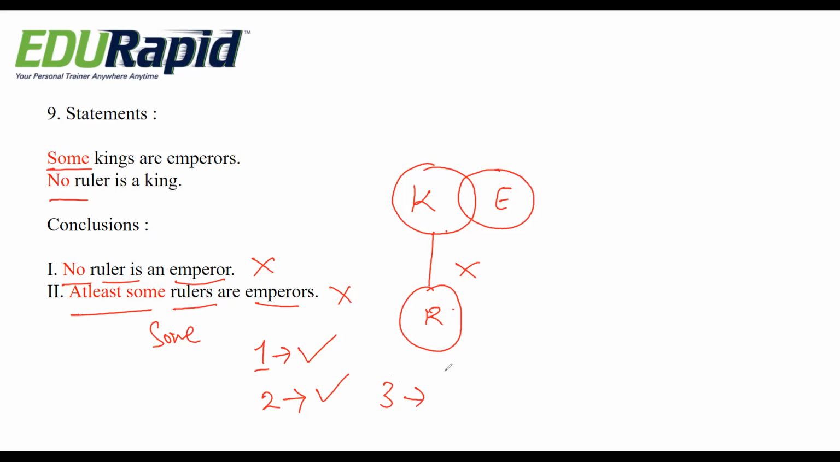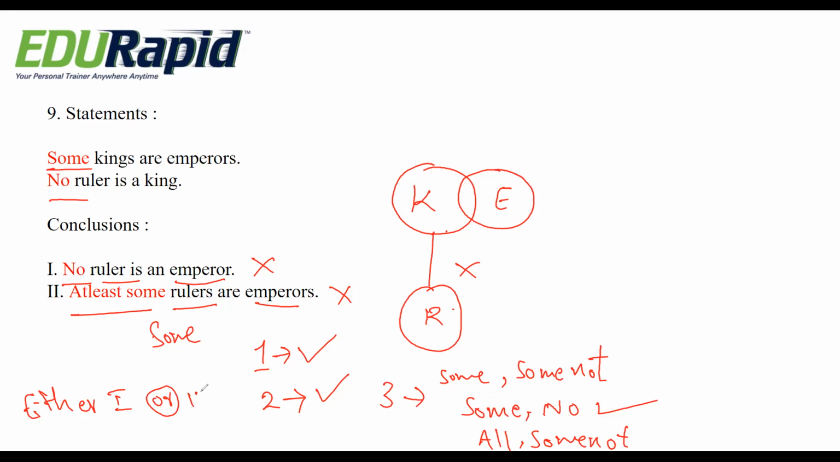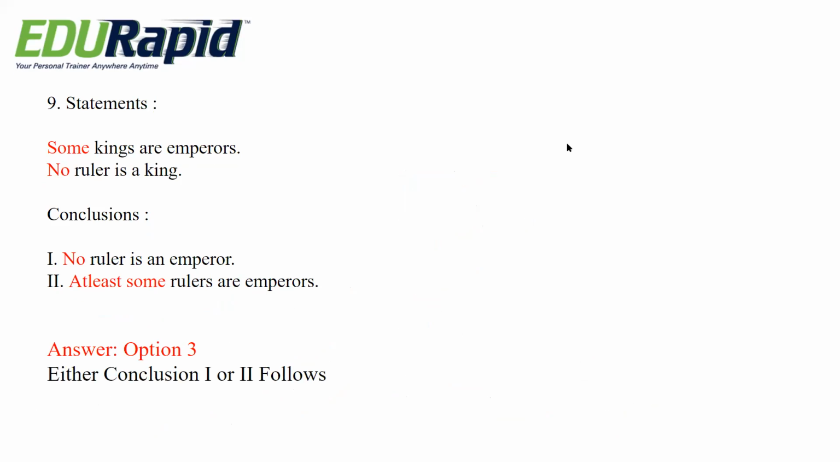Third condition: it should be a complementary pair of some-not, some-no, or all-some-not. It is in the form of some and no. Yes. In the exam, you need not write all of this; just by analyzing the statements, check whether it is either-or or not. From here, all three conditions are satisfied. So we can say that either conclusion 1 or 2 follows. That is option 3.